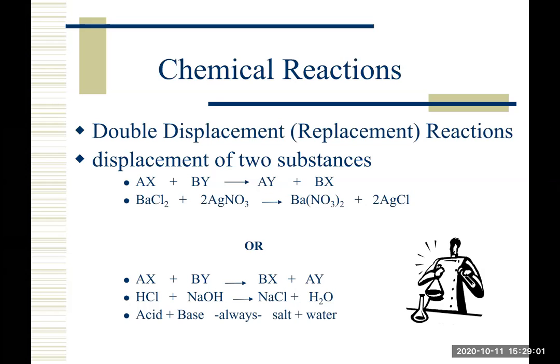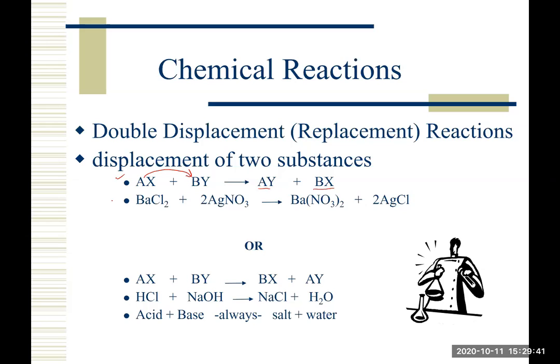In a double displacement reaction, we have displacement of two substances, and we have at least two compounds in the reactants. Again, it's going to be the positive oxidation state species that will replace another positively charged oxidation state in another compound. So in this generic reaction, we have A displacing B. In the products, you can see that A is now paired with Y in a compound, and B is now paired with X in a compound.